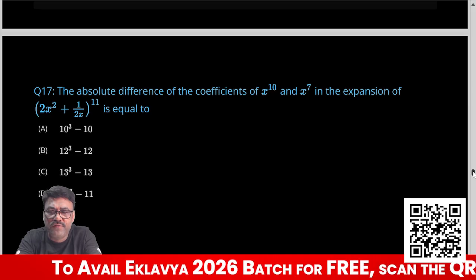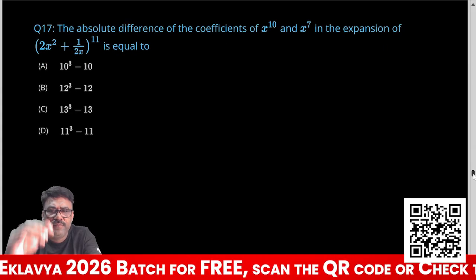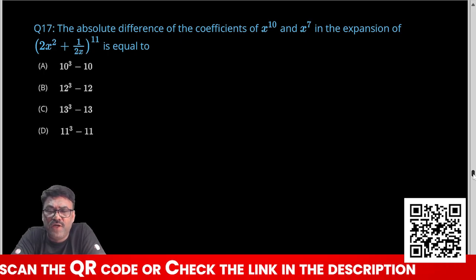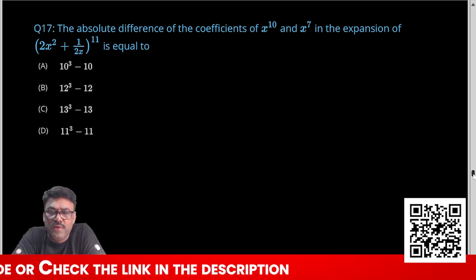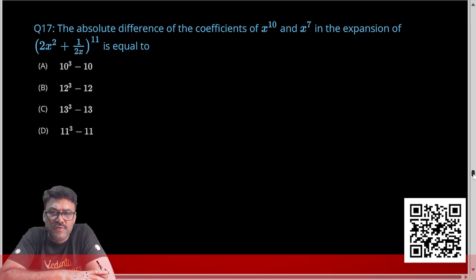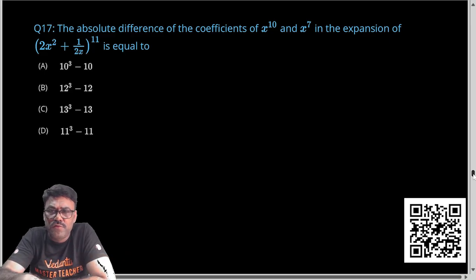Next question is based on binomial. Easy question, coefficient based problem. And coefficient based problem is also a very high frequency question in JEE Mains. So basically you have to find two coefficients here, the coefficients of x raised to 10 and x raised to 7 in this expansion, and then the absolute difference of these two coefficients.